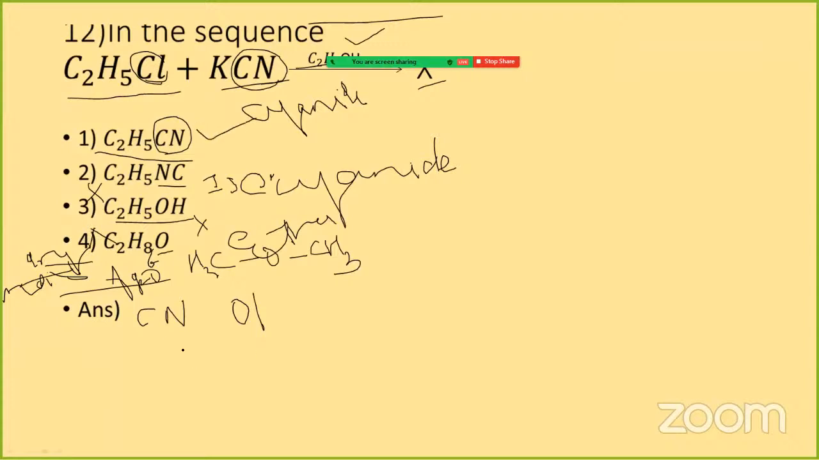That's why in the preparation of alkyl cyanides, when alkyl halides are treated with potassium cyanide, they give you ethyl cyanide. That is the first answer. Next, we'll move on to the next question, the 13th question.